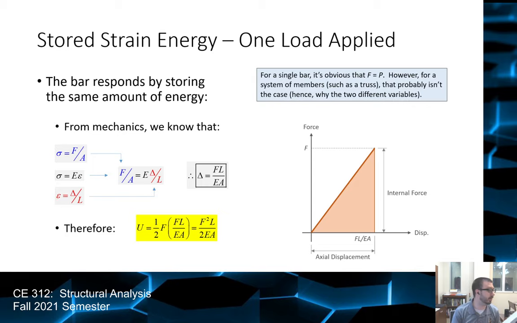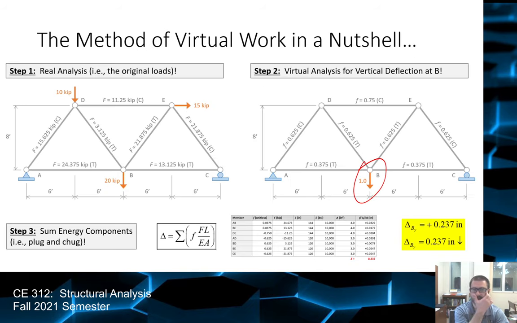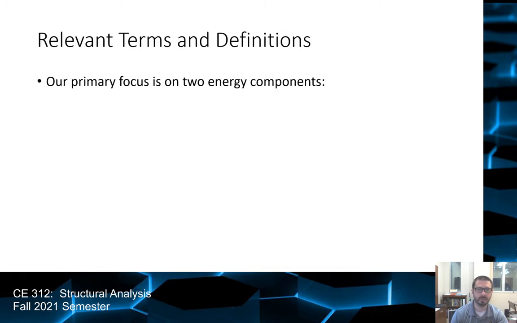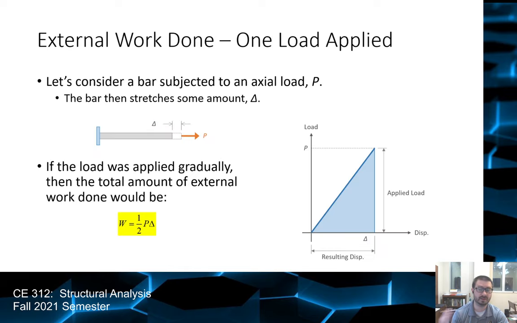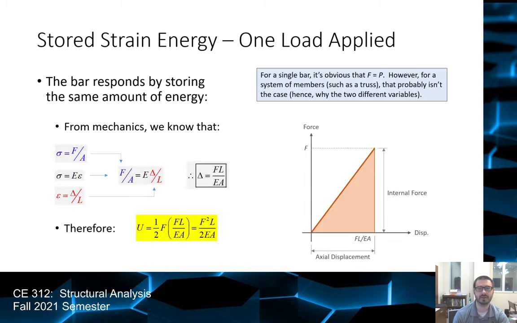The reason for the different letters is because of truss analysis, right? Let's just go back a few slides. If you have a truss and you put a single load on that truss, it doesn't mean that all of the bars have the same load. You can put 20 kips on a joint, and you might get 50 kips in this member and 30 kips in that member and 10 kips over here. So the point I wanted to make was that there is a difference between the external load that you apply to the system and the internal load that's stored inside each member. For a single bar, it's obvious. So that's why there's two different letters there.